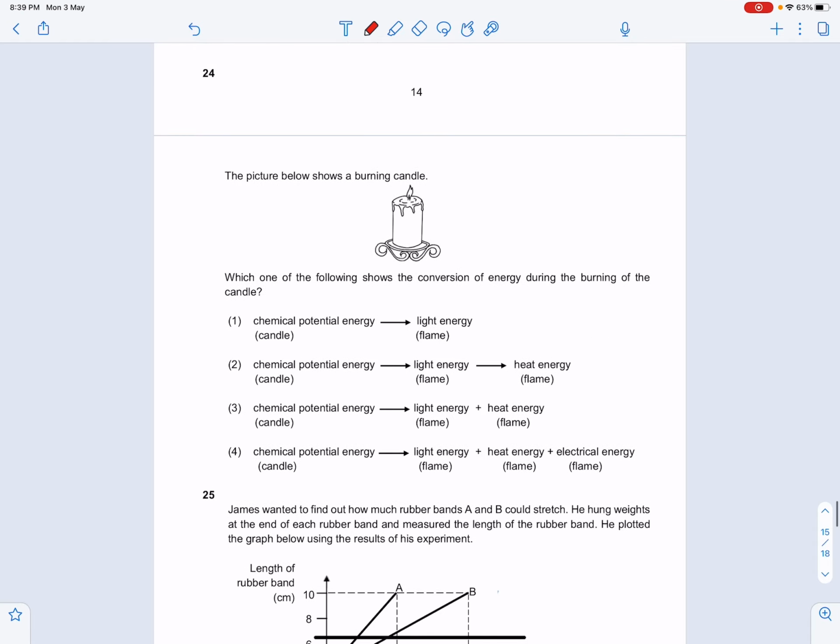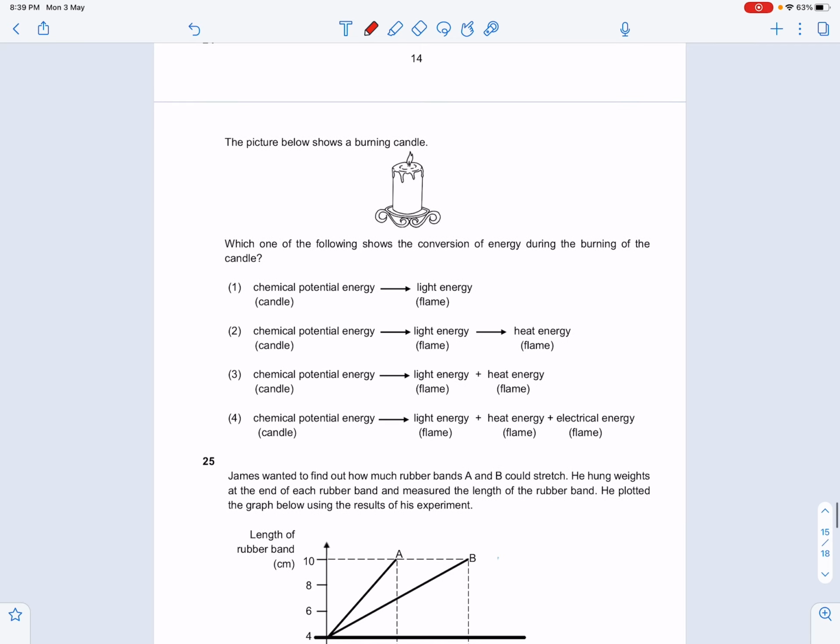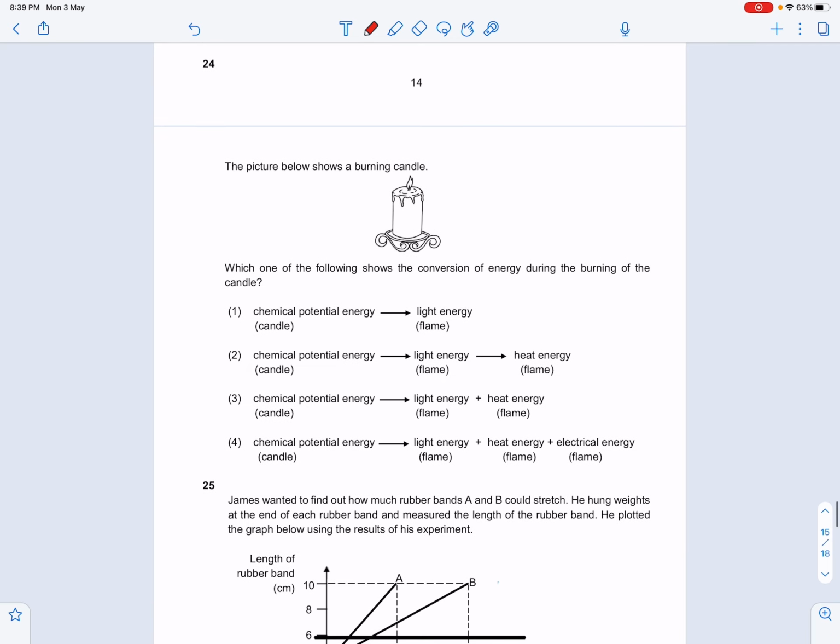Moving on to question 24. The picture shows a burning candle. Which of the following shows the conversion of energy during the burning of a candle? Very, very straightforward. First things first. Whenever you see a candle, a battery, or fuel, these have got to be chemical potential energy. It always starts with that. Now, what happens next?